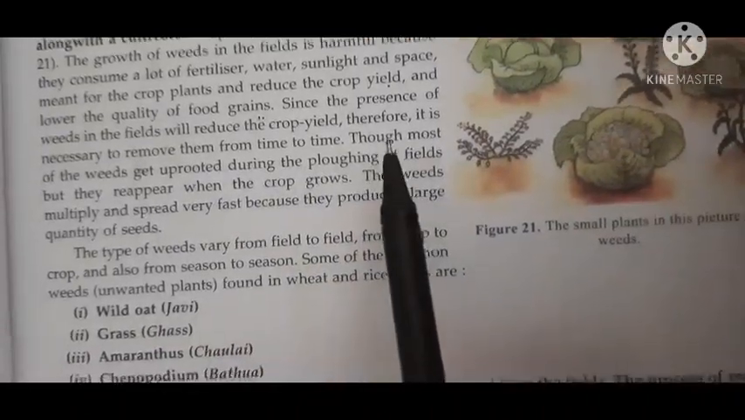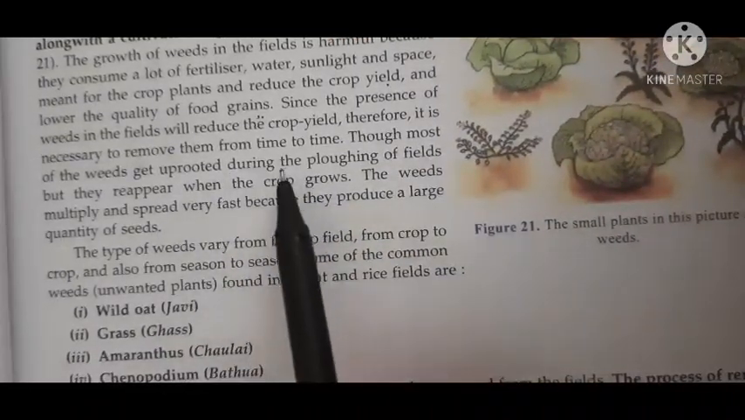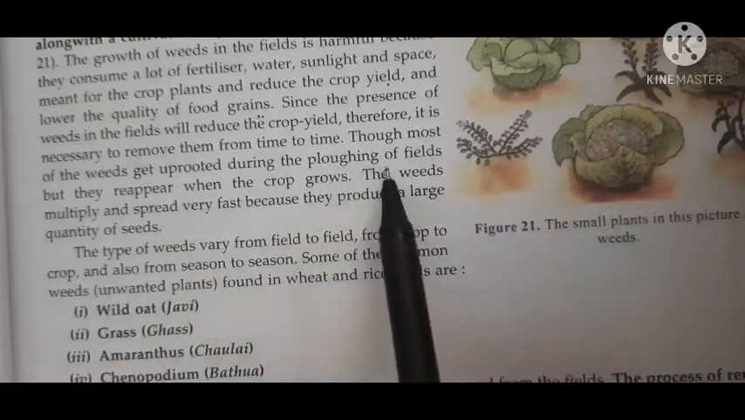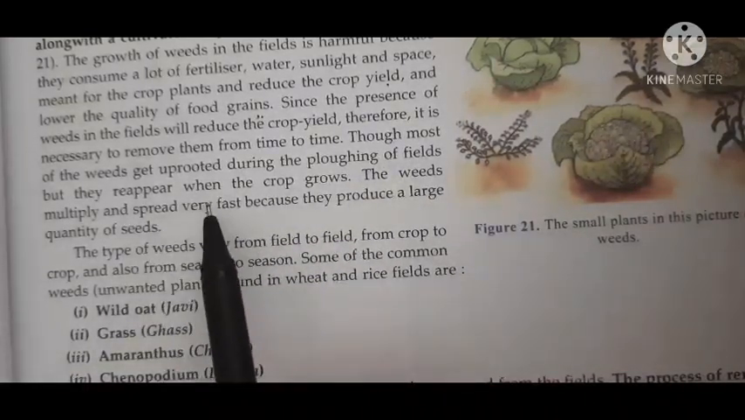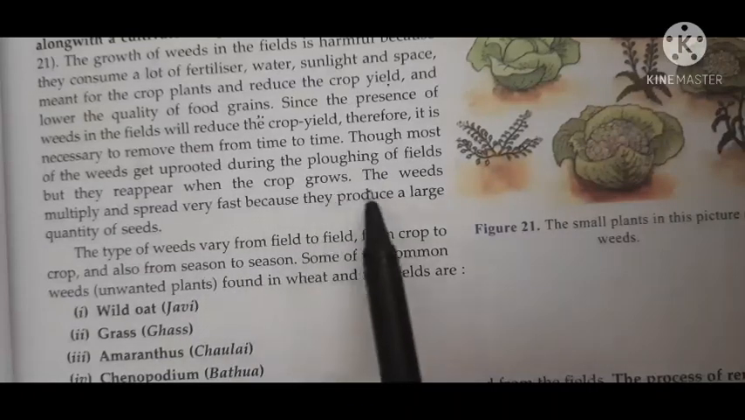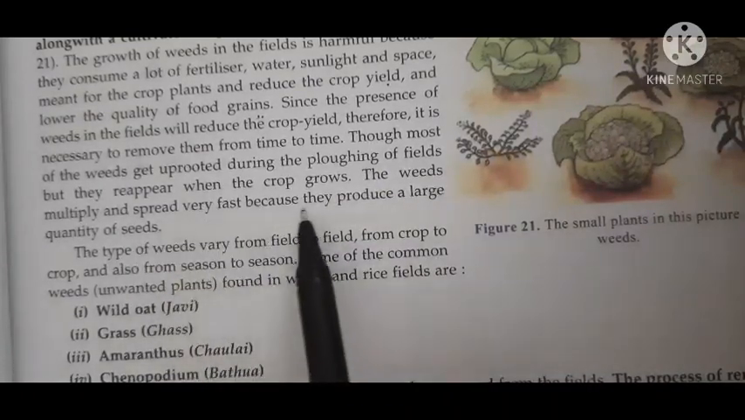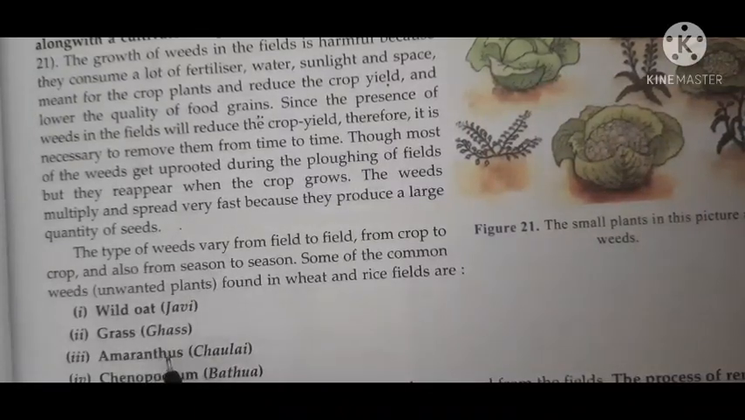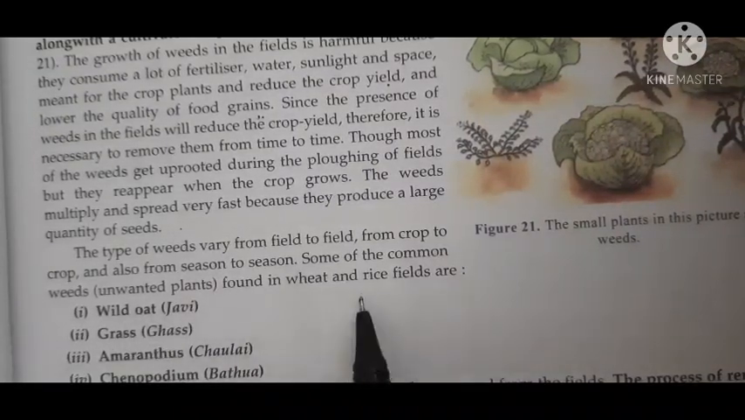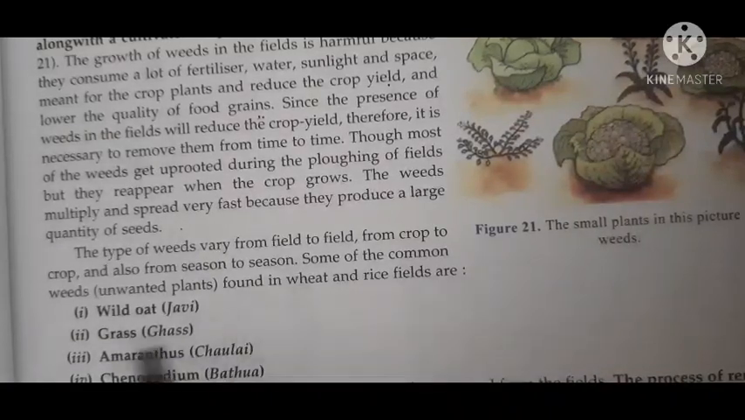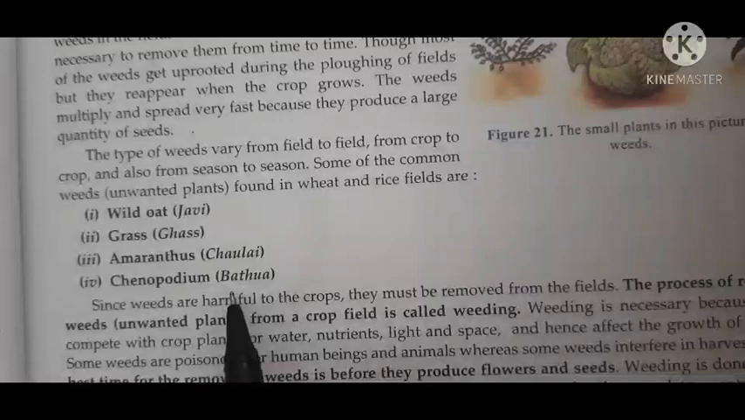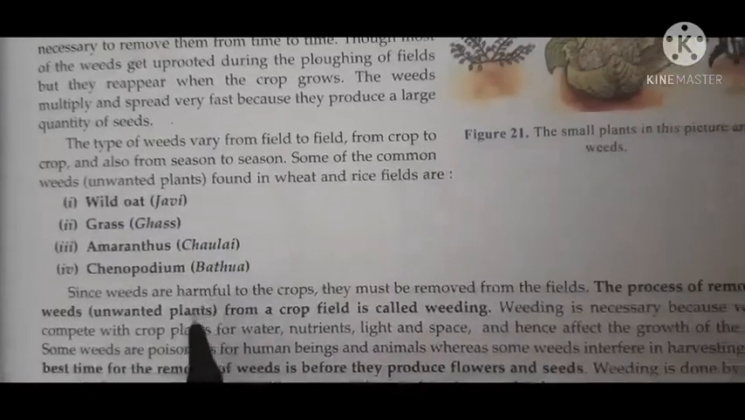Now during plowing, most of the weeds get uprooted. You can see here, most of the weeds get uprooted during plowing of fields, but again they reappear when the crop grows. So the weeds multiply and spread very fast because they produce large quantity of seeds. Now the common weeds found in wheat and rice fields are wild oat, grass, amaranthus and chenopodium, bathua we say, okay.